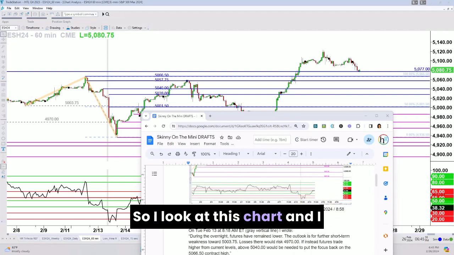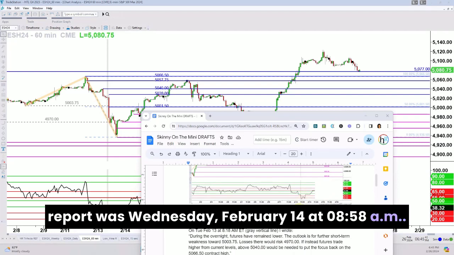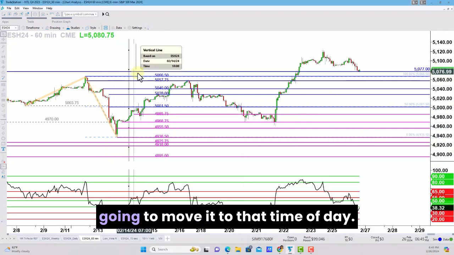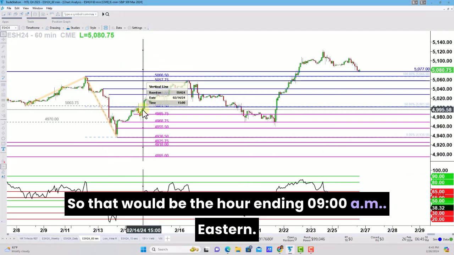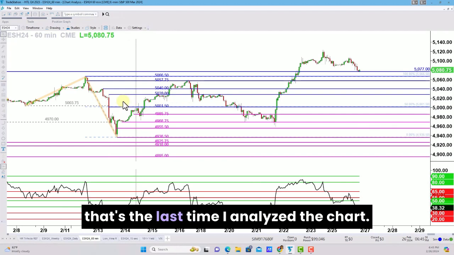So I look at this chart and I see that the last time I updated this report was Wednesday, February 14th at 8:58 a.m. Eastern. So I get this gray vertical line and I'm going to move it to that time of day. So that would be the hour ending 9 a.m. Eastern. So now this gray vertical line tells me that's the last time I analyzed the chart.